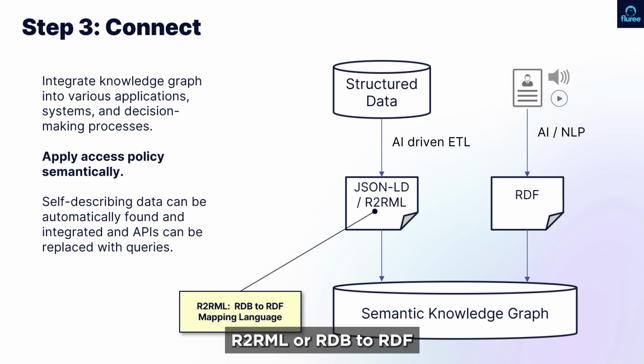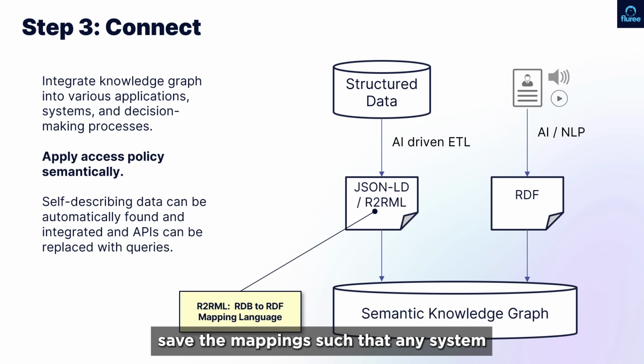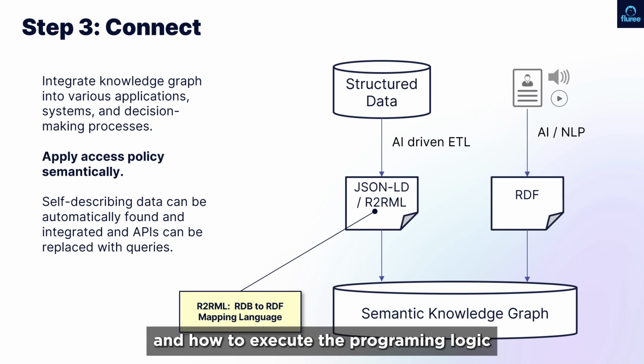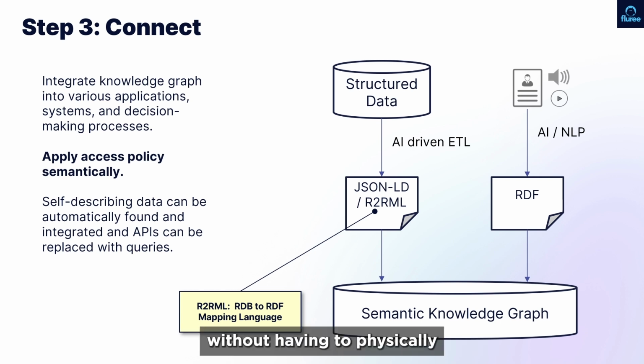R2RML, or RDB to RDF mapping language, is a way to programmatically save the mappings such that any system that knows how to read R2RML and how to execute the programming logic in R2RML is able to query the information at the source in a federated way without having to physically bring all the data in one place.